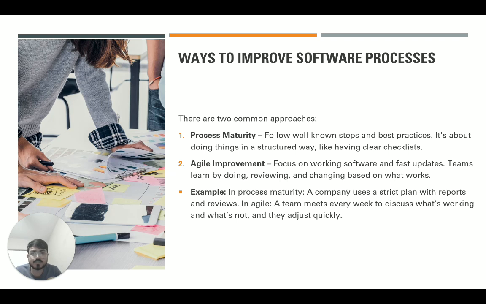Ways to improve software processes. There are two common approaches. The first one is process maturity. So follow well-known steps and best practices. It is about doing things in a structured way, like having a clear checklist. The second one is agile improvement. Focus on working software and fast updates. Teams learn by doing, reviewing, and changing based on what works. For example, in process maturity, a company uses a strict plan with reports and reviews. In agile, a team meets every week to discuss what's working and what's not, and they adjust quickly.